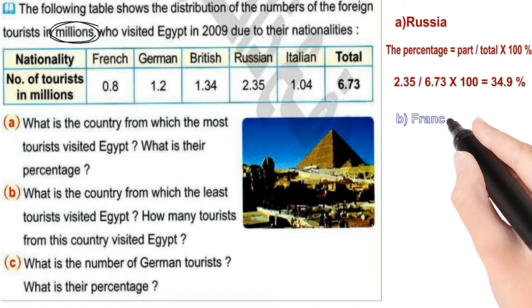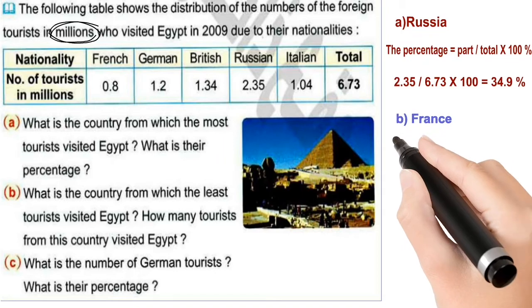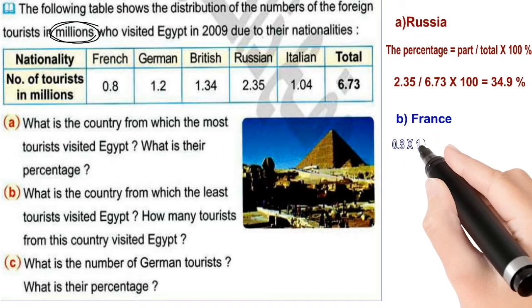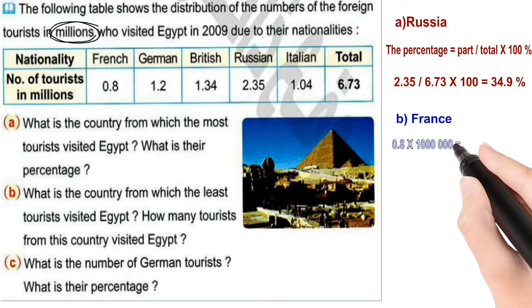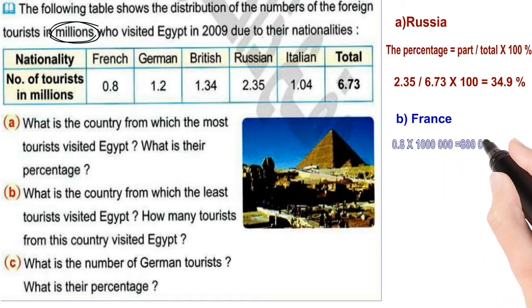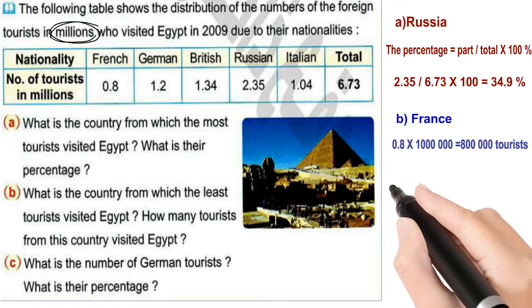Letter B. What is the country from which the least, the smallest number of tourists, came? It will be France, 0.8. And how many tourists from this country visited Egypt? 0.8 multiplied by 1 million. Why? Because we said in million. Then it will be 800,000 tourists.